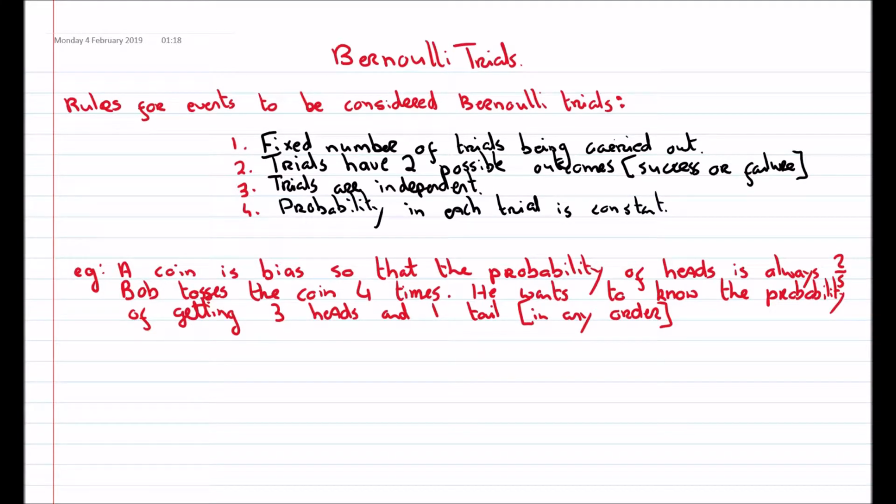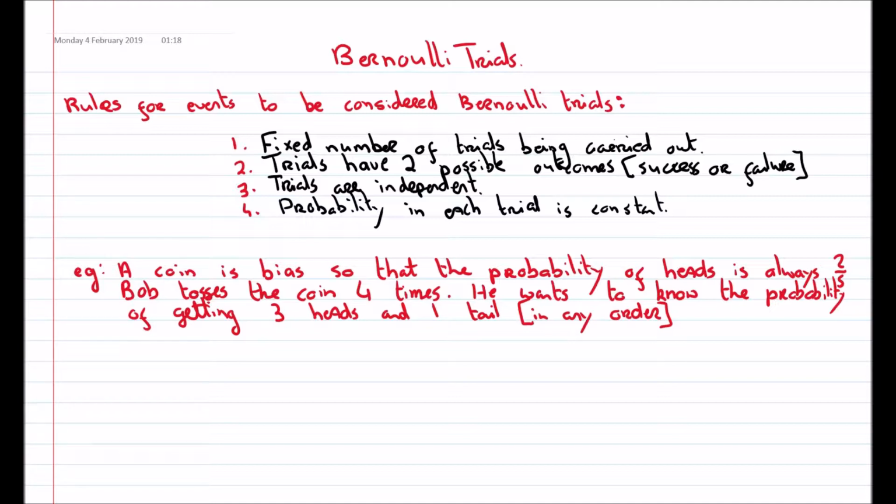Hey guys, we're going to look at Bernoulli Trials, okay? I'll explain to you what a Bernoulli Trial is now. But for the rules for an event to be considered a Bernoulli Trial, there has to be a fixed number of trials being carried out, okay? So a trial, so tossing a coin. I can't just say I'm going to toss a coin forever. I must decide how many times I'm going to toss it.